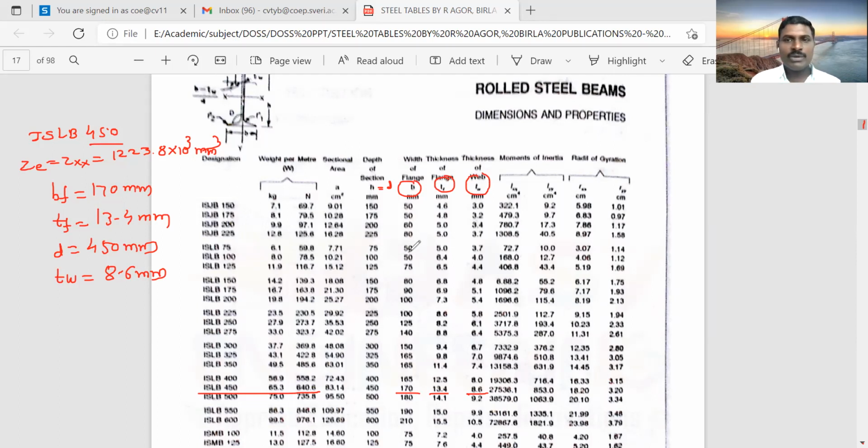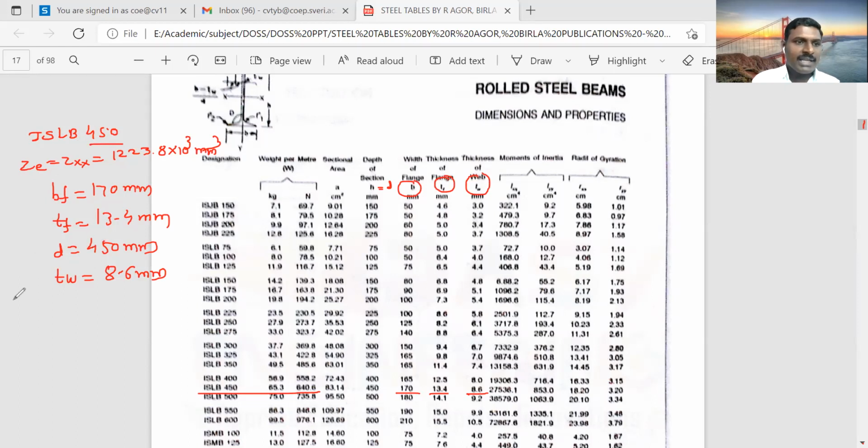Step number 3 is to classify the section. So if we have to classify the section, what properties are required there? See the formulas we have written. There is a requirement of width of flange BF, TF, D. Are these required in step number 3? Yes, sir.